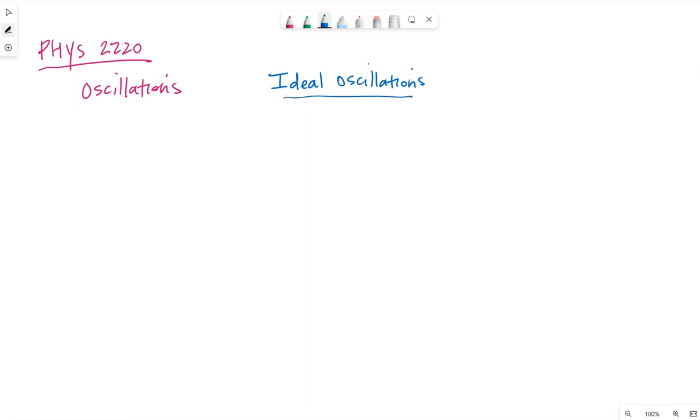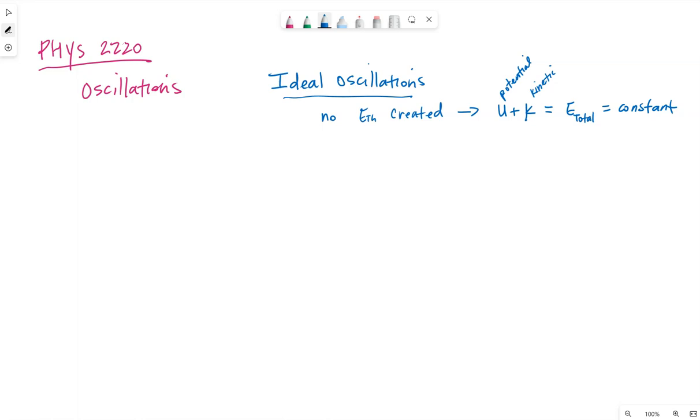When we're talking about ideal oscillations, we mean there's no thermal energy created. We mean that the mechanical energy, meaning the potential energy and the kinetic energy, if we add those up, this total energy is constant. So any change in potential energy is going into a change in kinetic energy.